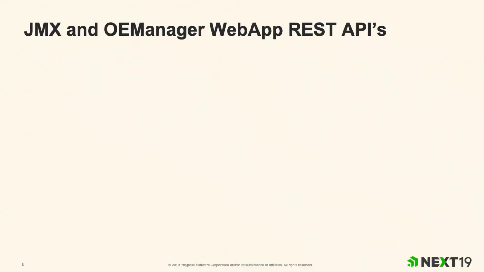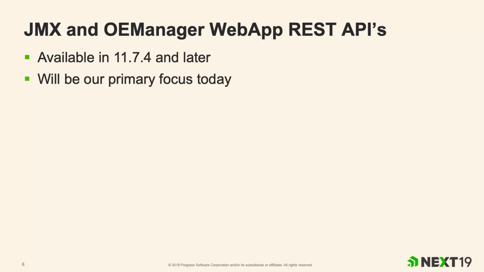All right, so what are some of the tools that are available, and where might you find them? Two that first come to mind are JMX, or OEJMX, and the OpenEdge Manager web app. These are the OE Manager REST APIs. These are available in 11.7.4 and later. I recommend that version because there were a lot of changes even between Service Pack 3 and Service Pack 4. You're going to find a lot better use out of that. And of course, these are available in OE 12.